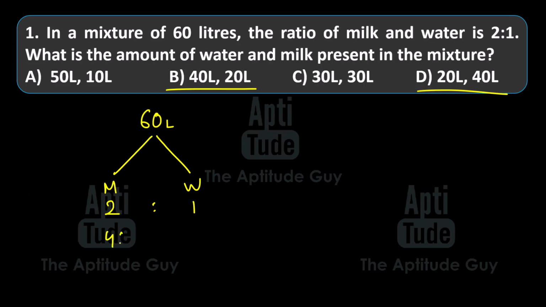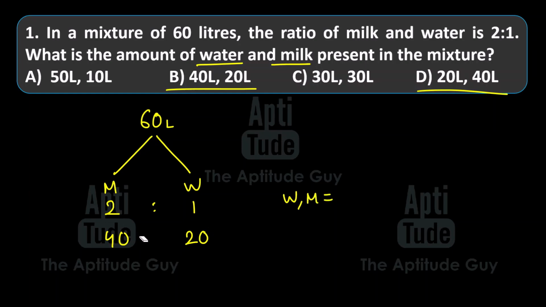Of course, 40. And how much water? 20. So a lot of people will end up marking option B as the correct answer because of 40 and 20. But like I mentioned initially in that Alpenliebe and Eclairs problem, please read the question. The question says, what is the amount of water and milk present in the mixture? Water and milk. 40 and 20 is milk and water. So how much of water and milk is there over here?